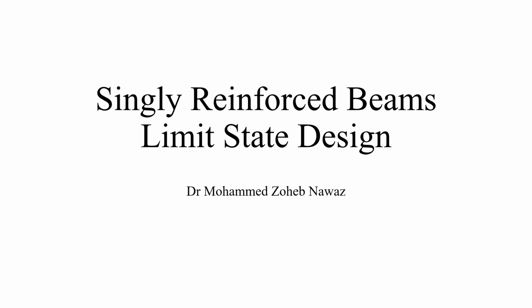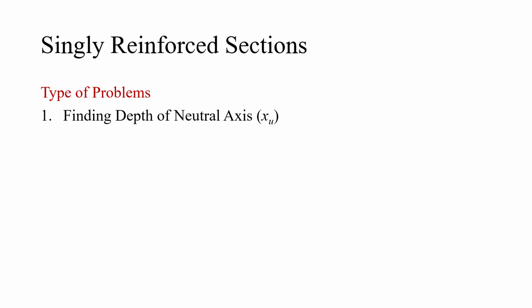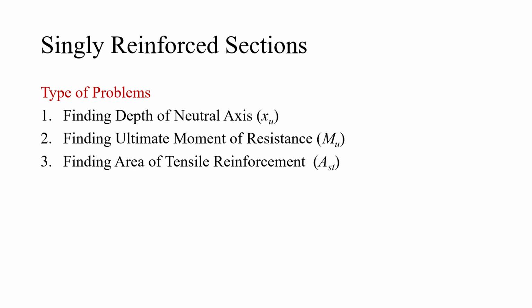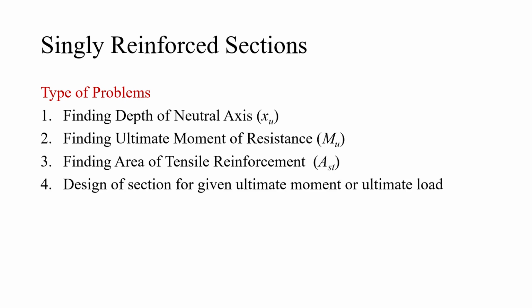In this video, we'll be looking at the design steps for singly reinforced beams using limit state design. In limit state design, we have four types of problems. First one is finding the depth of neutral axis. Second is finding the ultimate moment of resistance. Third is finding the area of tensile reinforcement. And fourth one is design of section for a given ultimate moment or ultimate load.